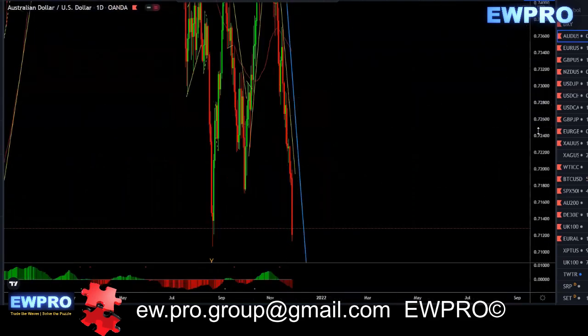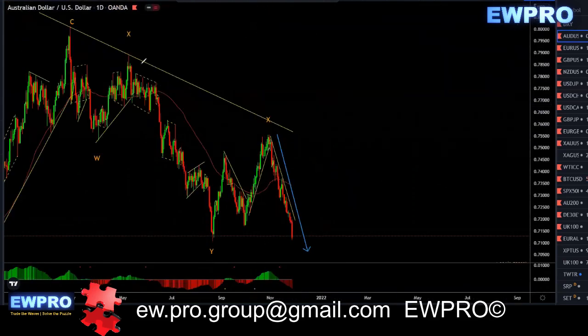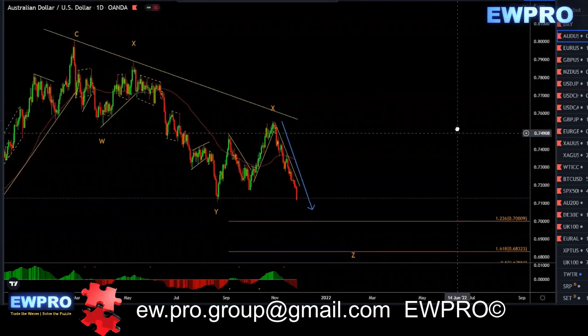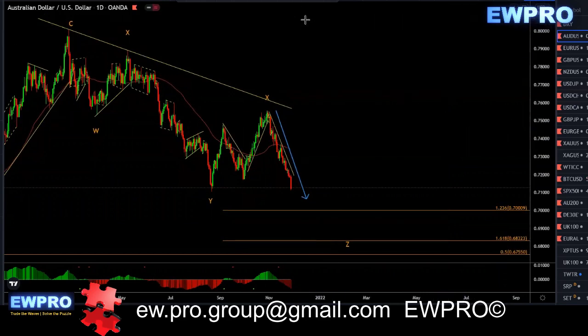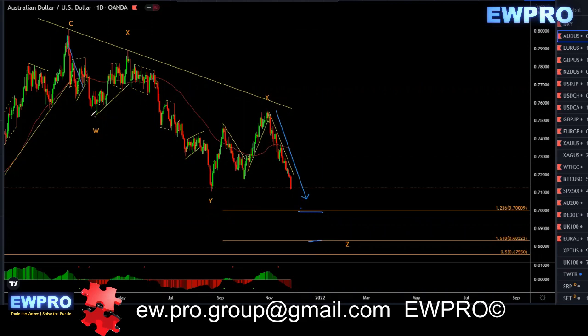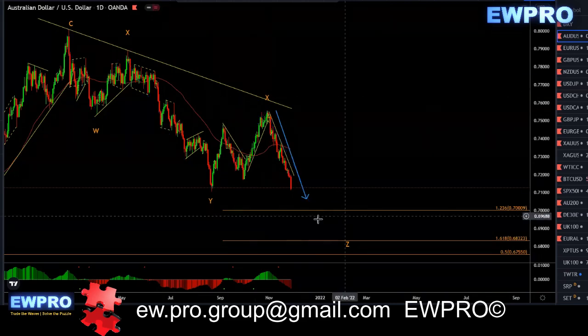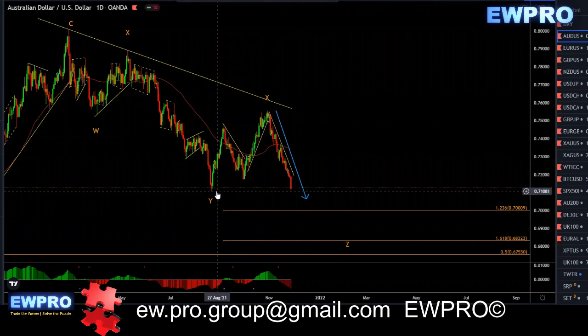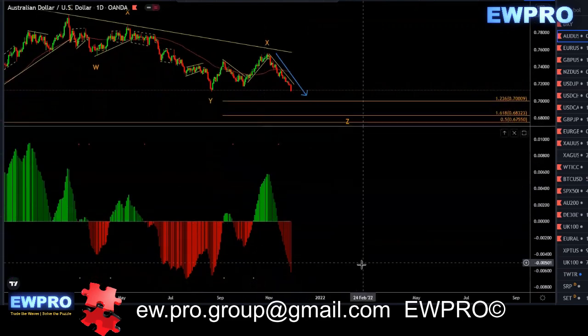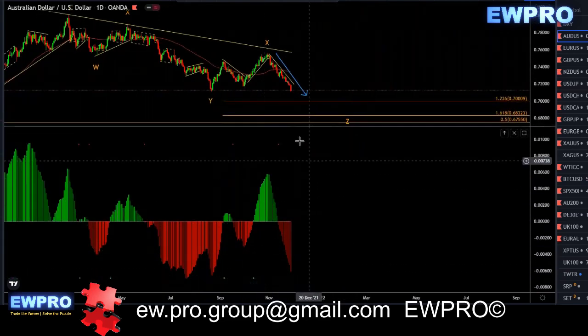AU on the daily, nothing's changed on the daily. We're looking at these targets, 123.6 and the 161.8 for the WXY, X2, and Z down. So we haven't quite broken this low here, but it's very close to breaking that low. Will we get bullish divergence? Well, more than likely we will.